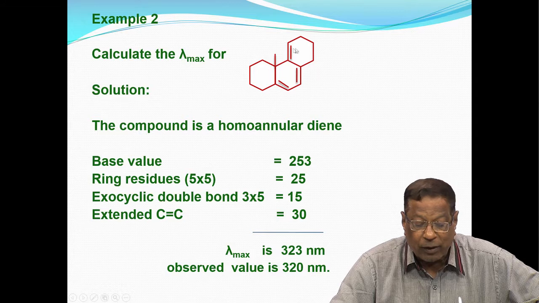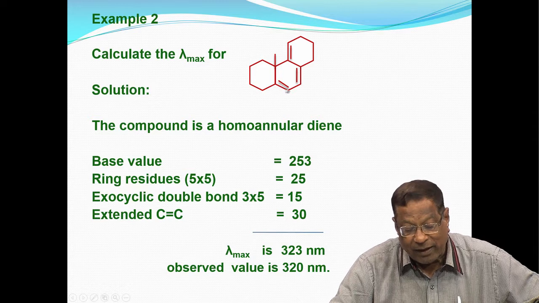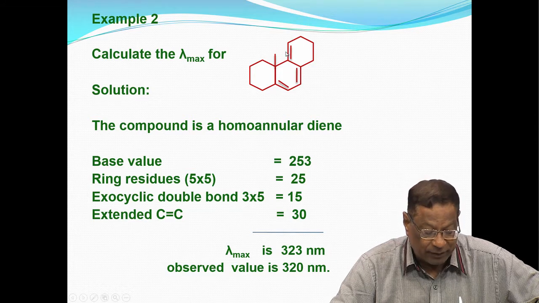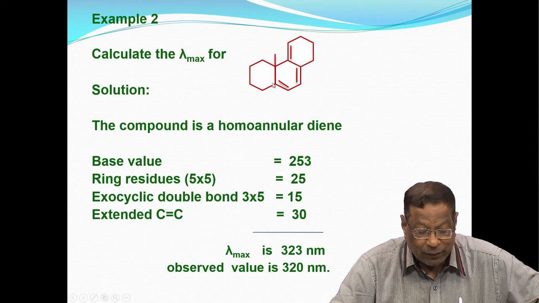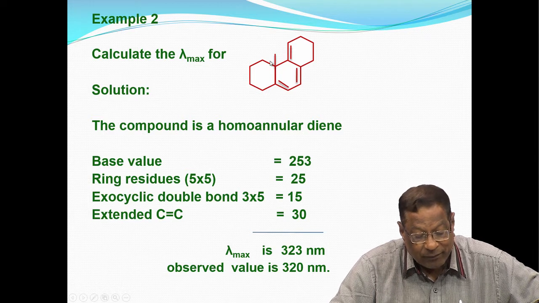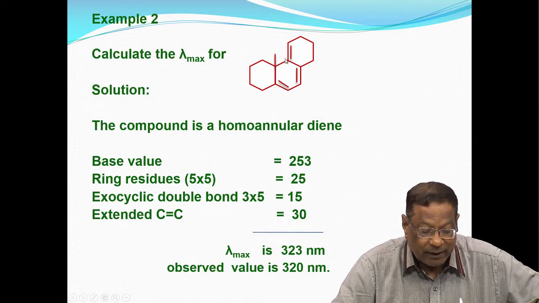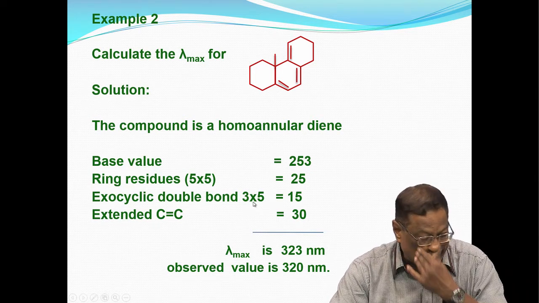And then you can see that this double bond on the top of the two rings is attached to a ring inside in the middle. So, this double bond is known as an exocyclic double bond. This double bond is exocyclic to this ring, and this double bond is exocyclic to this ring, and this double bond is exocyclic to the top ring. So, double bonds attached outside the rings, there are 3. Each exocyclic bond contributes about 5 nanometers, that is 15.